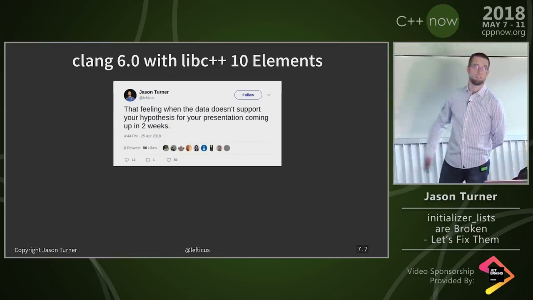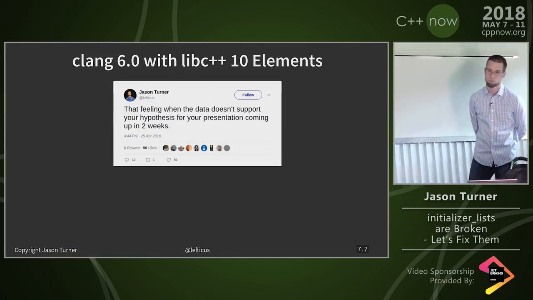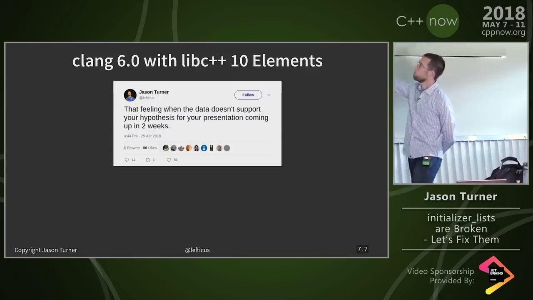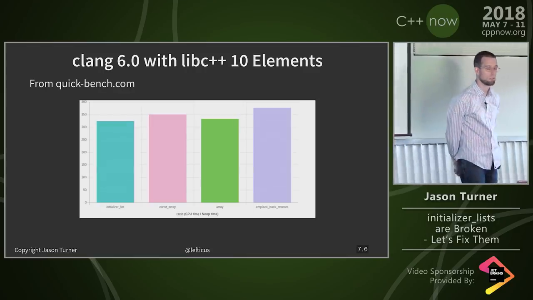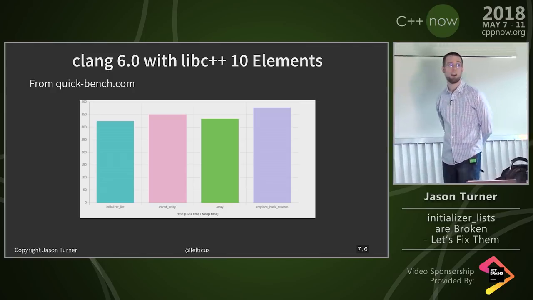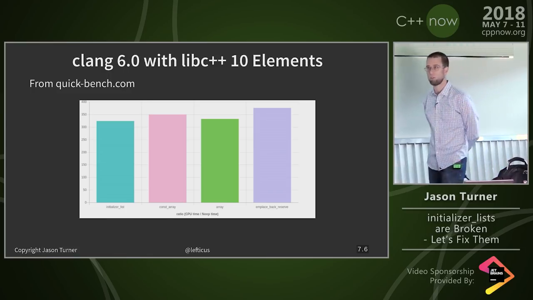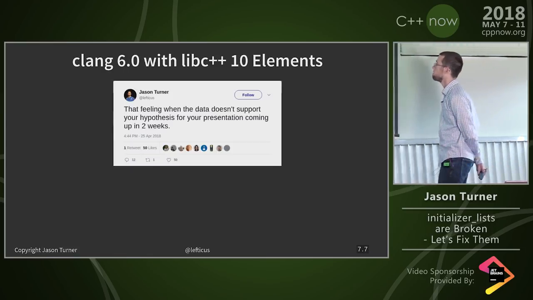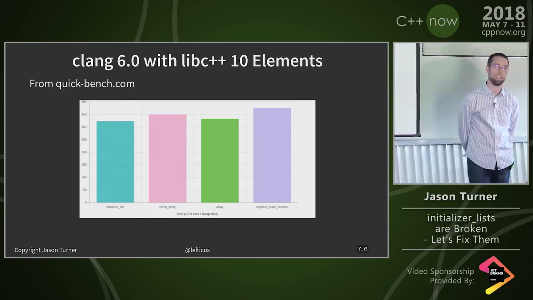One of the more popular tweets I've made, actually. The note here: Clang 6.0 with 10 elements being passed in, and with libc++. These things are highly variable depending on which compiler and which standard library you're using. But this is the first thing that made me say, great.